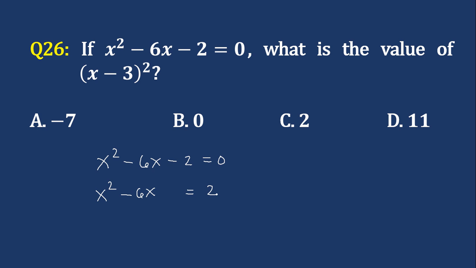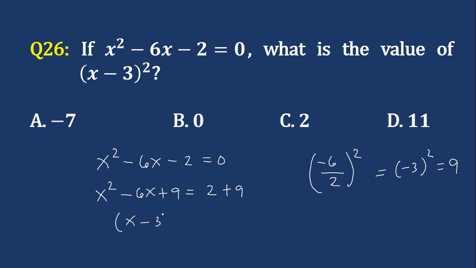You take the linear term and get the coefficient, which is negative 6. Divide this by 2, always, and then square. So this is going to be negative 3 squared, which is equal to 9. So we're going to add 9 to both sides. And obviously the left hand side is the same as x minus 3 squared. So 2 plus 9 is 11. And this is our final answer, 11. So that's letter D.